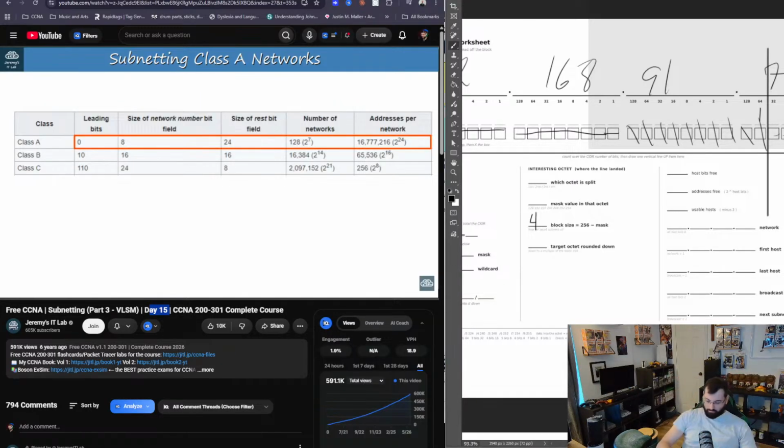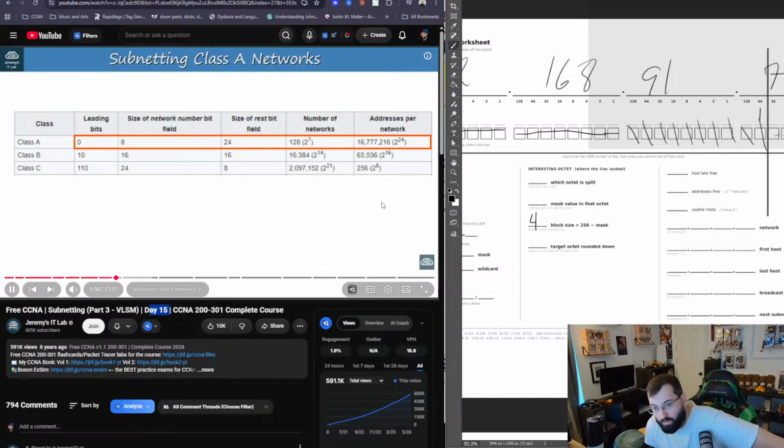Let's get to subnetting class A networks. Look at the size of the rest bit field. That is the host portion. There are 24 host bits that we can borrow from.